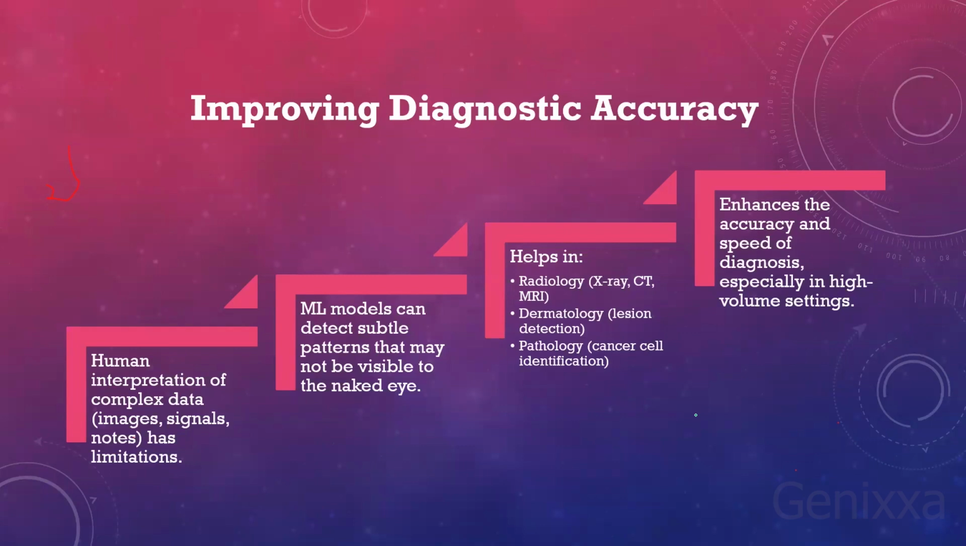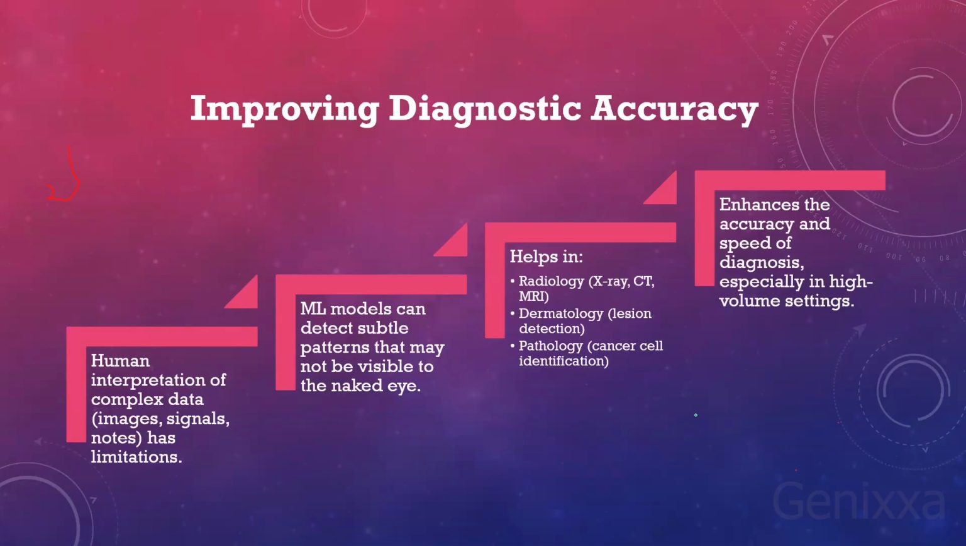Similarly, it can also assist us to improve diagnostic accuracy over time, because human interpretation of complex data sometimes has limitations. Sometimes the images are of poor quality, sometimes the signals are not appropriately readable, and sometimes the notes are not well translated. There can be several human interpretation errors, and this may sometimes lead to poor decision making while dealing with patient information, because we have a large number of patients every day. So making more accurate decisions with this type of complex data is always challenging.